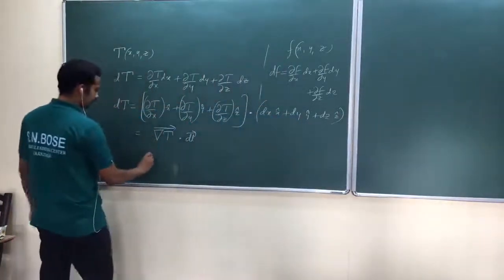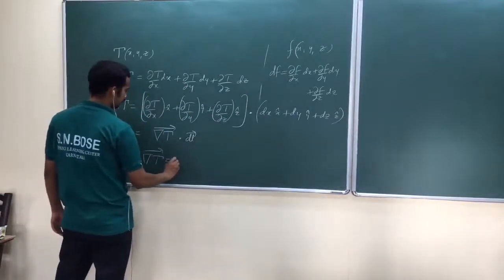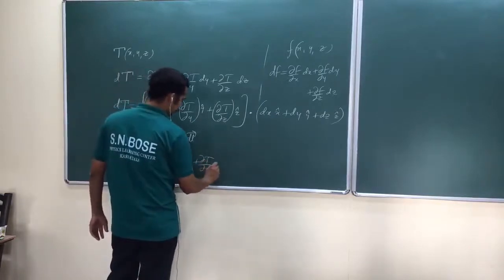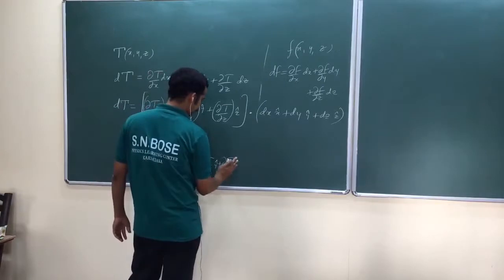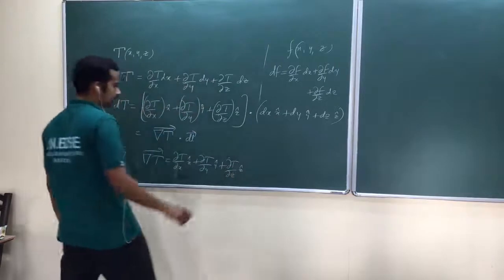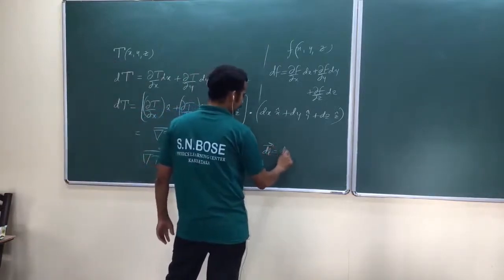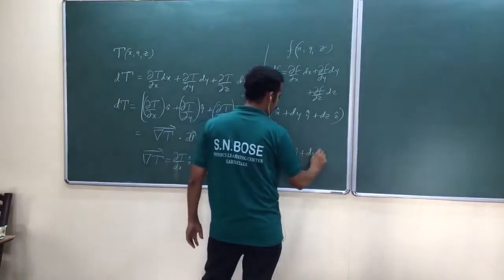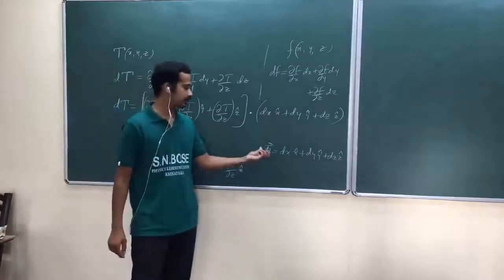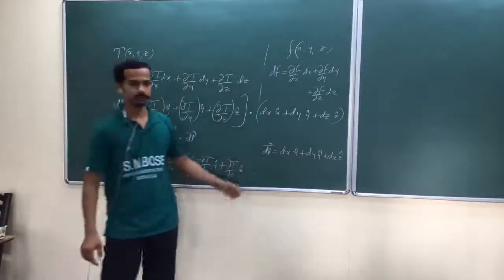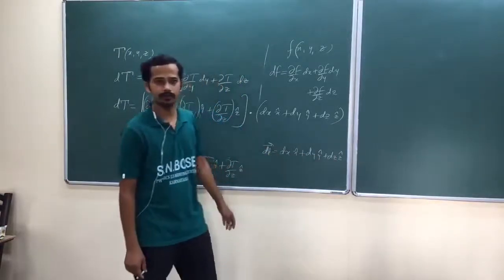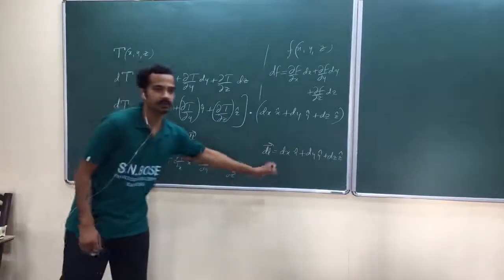Yeah. So now gradient of T is equal to ∂T/∂x into x cap plus ∂T/∂y into y cap plus ∂T/∂z into z cap. Okay. So dl vector is equal to dx into x cap plus dy into y cap plus dz into z cap. It's a kind of infinitely small displacement vector, isn't it? So you have changed the x coordinate by a very small amount, y by a small amount, z by a very small amount. So combined, an infinitely small displacement vector.